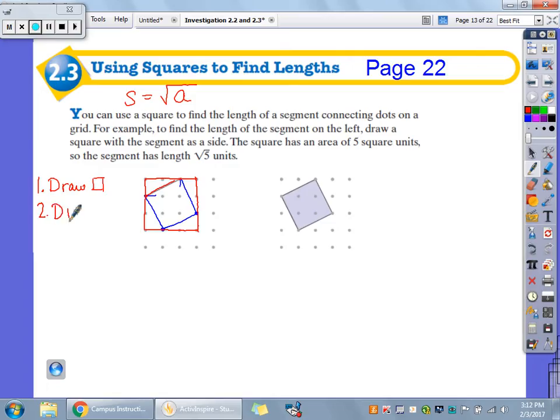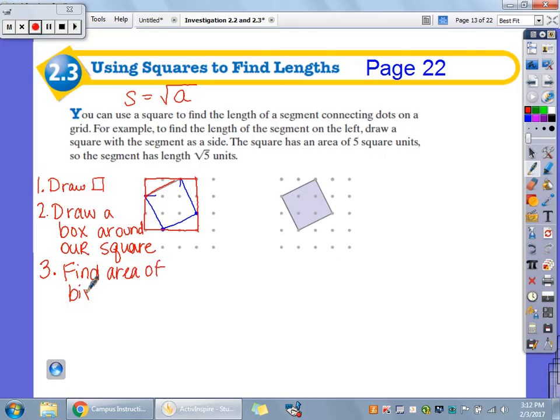So we're going to draw a box. We're going to draw a box around our square, okay? And we're going to find the area of the big box, okay? So remember, we're counting the spaces between the dots. We're not counting the dots themselves. So 1, 2, 3. So this is 3 up here, and 1, 2, 3. This is 3 over here. So the big red square has an area of 9.